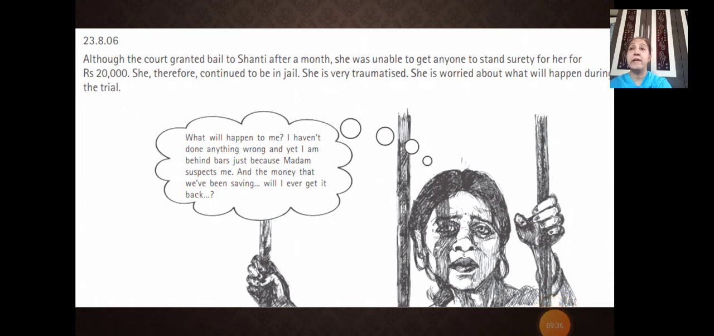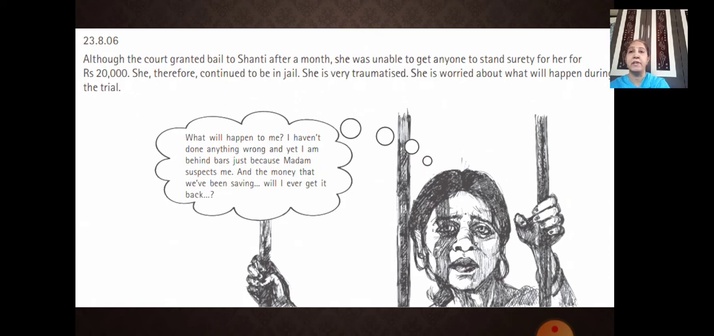Now children, this case started on 18th of July, right? Now the date here you can see is 23rd of August. Although the court granted bail to Shanti after a month, she was unable to get anyone to stand surety for her for rupees 20,000. She therefore continued to be in jail.